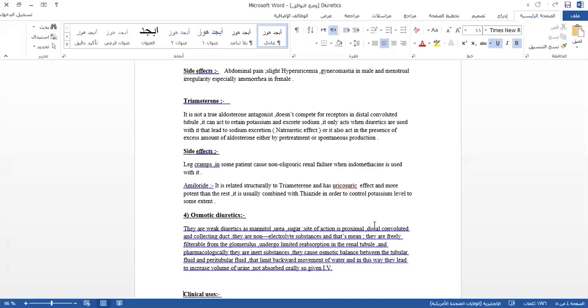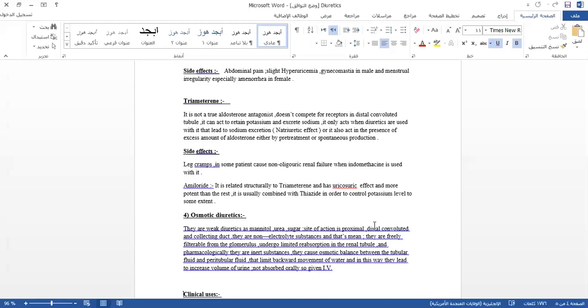Here, it increases osmolarity and the volume of urine, but without increased excretion of sodium chloride or potassium. It only increases the osmolar pressure of the tubular fluid more than the peritubular or renal interstitial fluid, leading to backward movement of the water and increased volume of urine by this hyperosmolarity, because it undergoes limited reabsorption by the renal tubule and is freely filterable from the glomeruli.